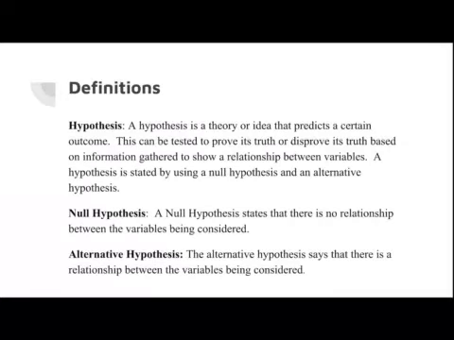A hypothesis is a theory or idea that will predict a certain outcome. This can be tested to prove its truth or disprove its truth based on information gathered to show a relationship between variables. A hypothesis is stated by using a null hypothesis and an alternative hypothesis. The null hypothesis states that there is no relationship between the variables being considered. The alternative hypothesis says that there is a relationship between variables being considered.